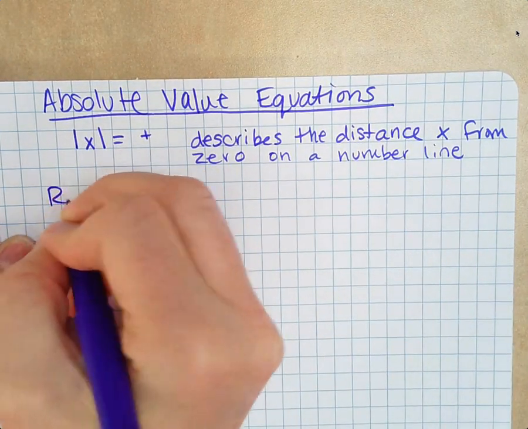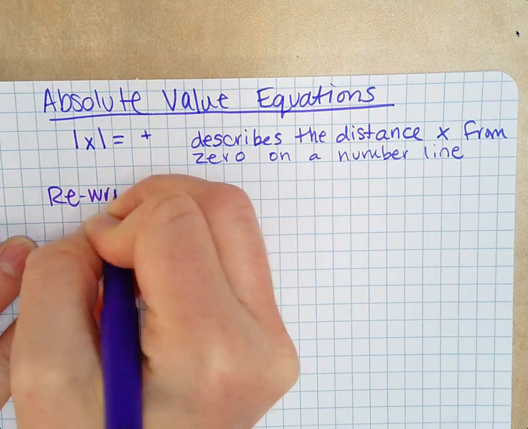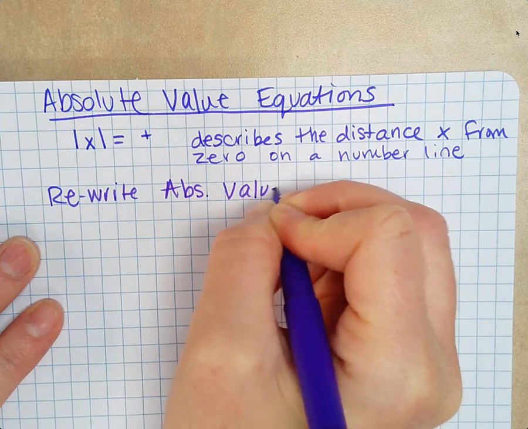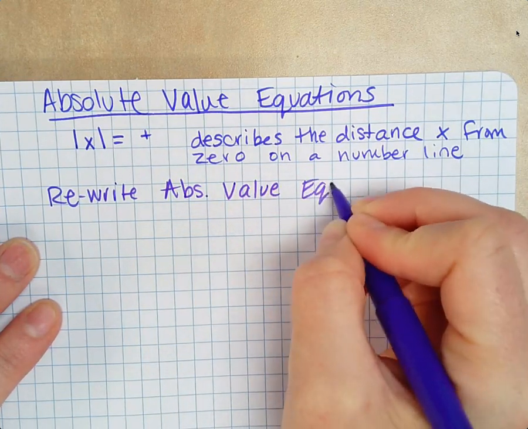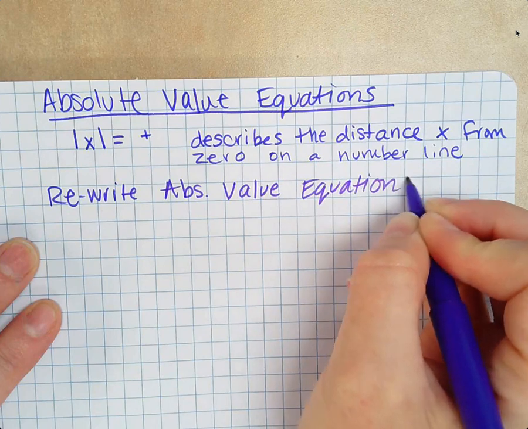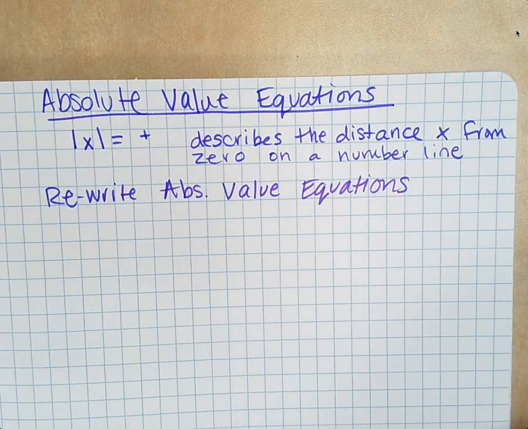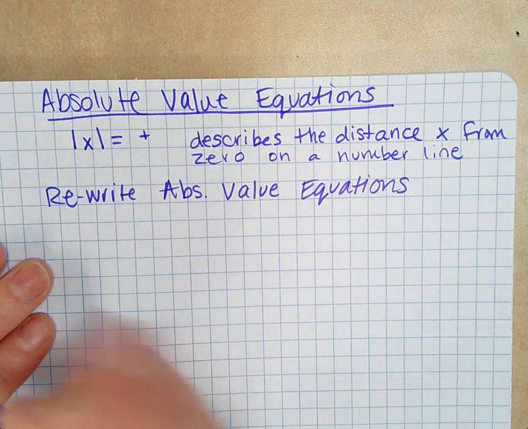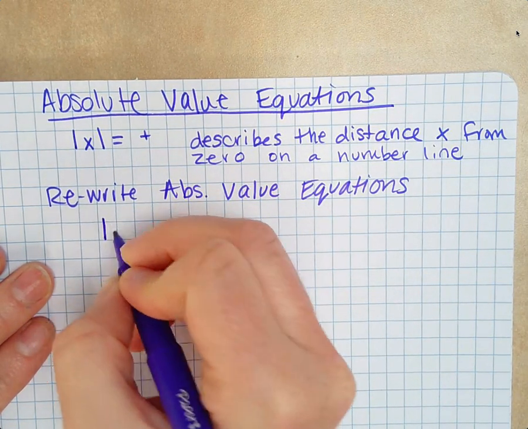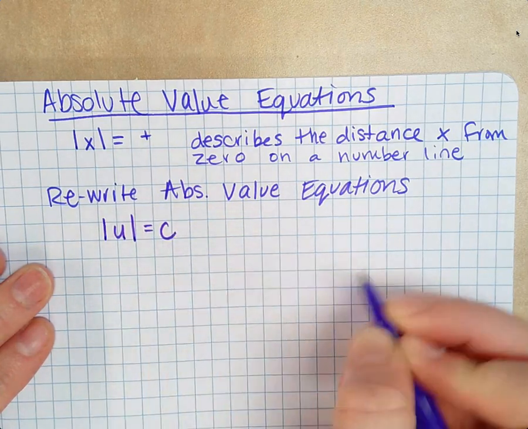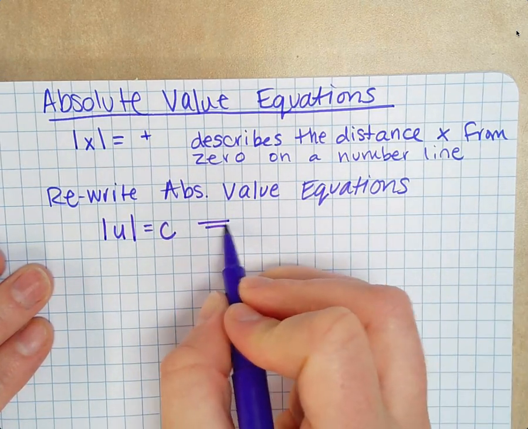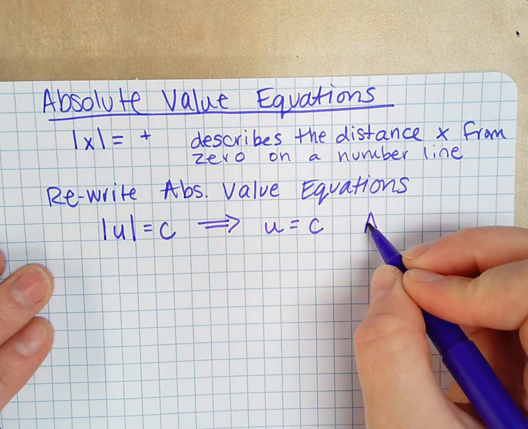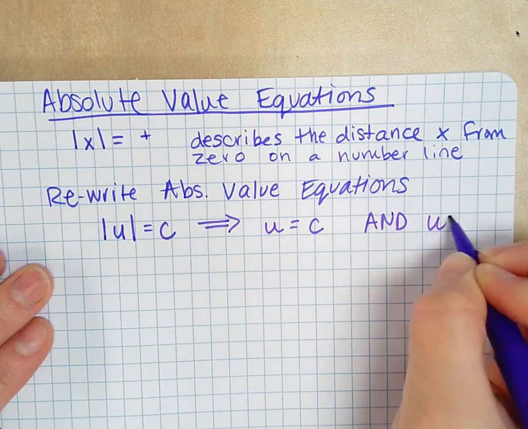So we are going to rewrite absolute value equations into two equations like this. The absolute value of u equals c means we can write the two equations: u equals c and u equals negative c.